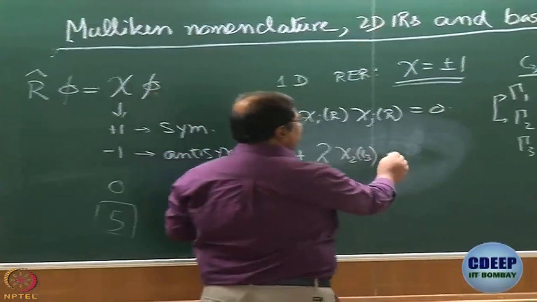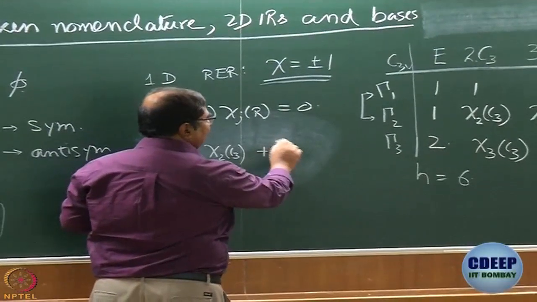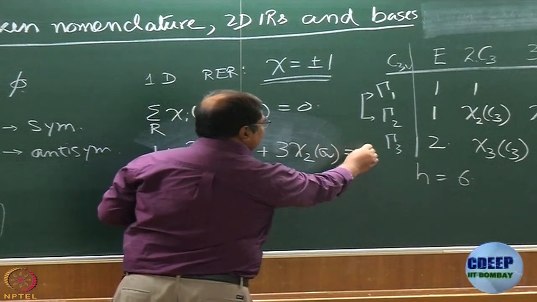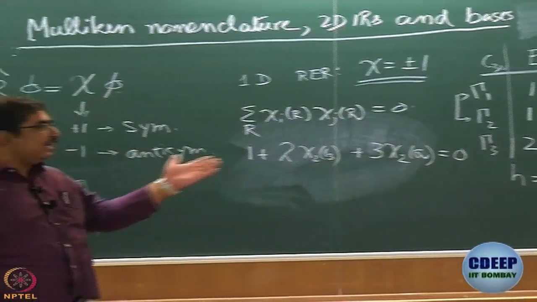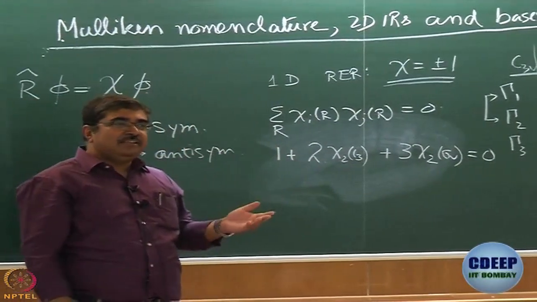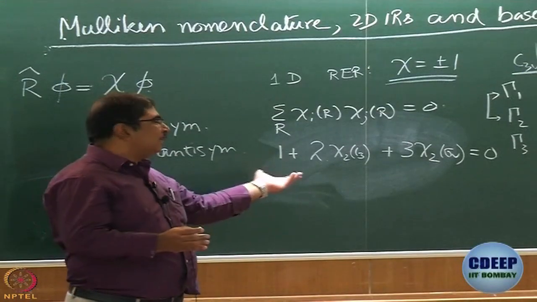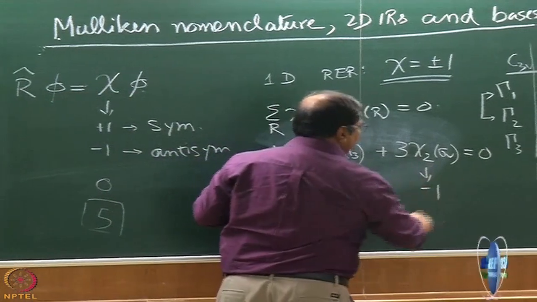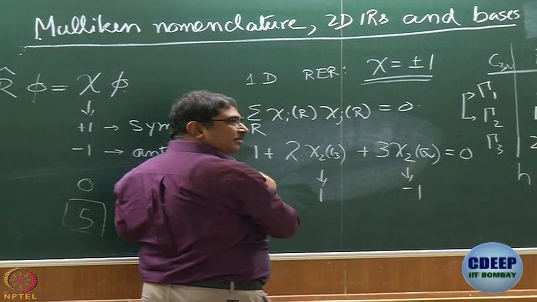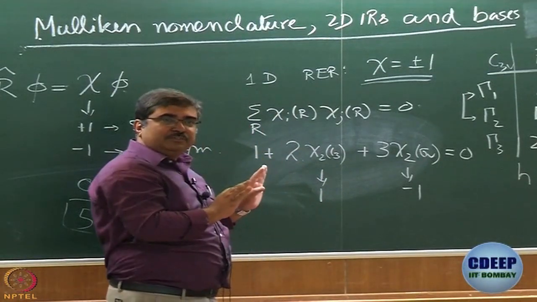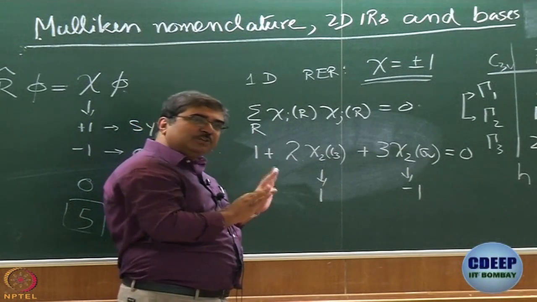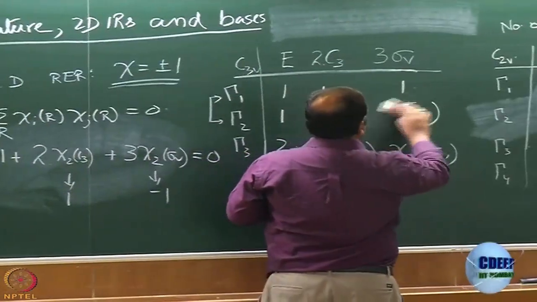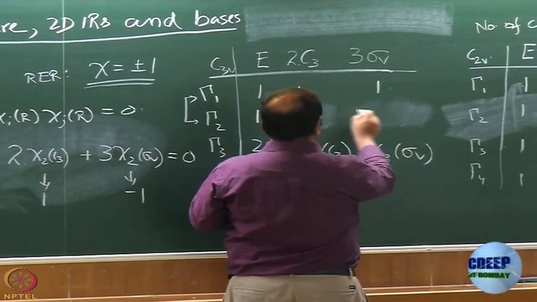What is the next one? Next term plus 3 chi2 sigma v equal to 0. And let us not forget that gamma 2 is one dimensional. So, the chi's have to be either plus 1 or minus 1. Which one is plus 1, which one is minus 1? Very simple. This is minus 1, this is plus 1. Simple. Any doubt? Any question? Sure? Can I substitute there? Plus 1, minus 1.